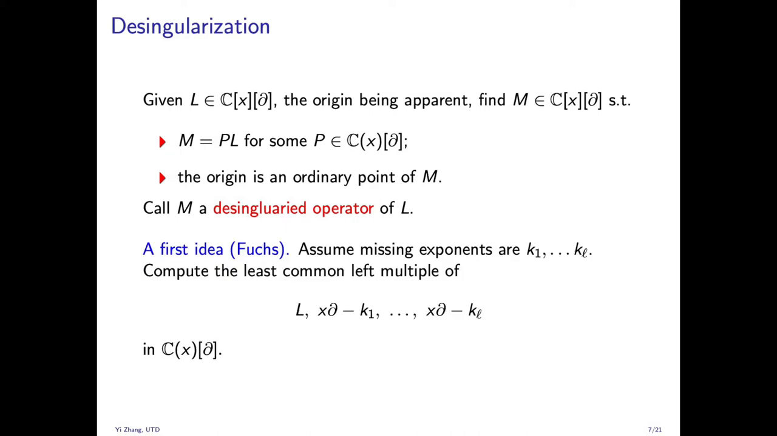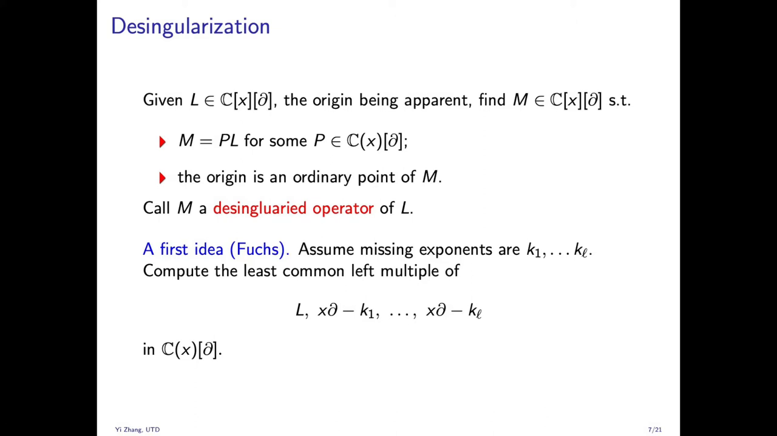The first way to construct such an M is also proposed by Fuchs in his article. So we assume that the missing exponents corresponding to the formal power series solutions of L are k1 to kL. Then we can compute the least common left multiple of all those differential operators, where each differential operator contains a formal power series solution whose exponent is k1 to kL. By doing this least common left multiple, the corresponding differential operator will have formal power series solutions with consecutive initial exponents.